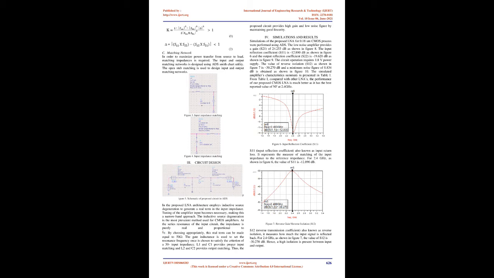The simulated amplifier's characteristics summary is presented in Table I. From Table I, compared with other LNAs, the performance of our proposed CMOS LNA is much better as it has the best reported value of NF at 2.4 GHz. Figure 3. Input impedance matching. Figure 4. Input impedance matching.